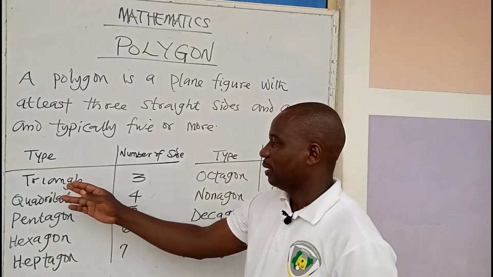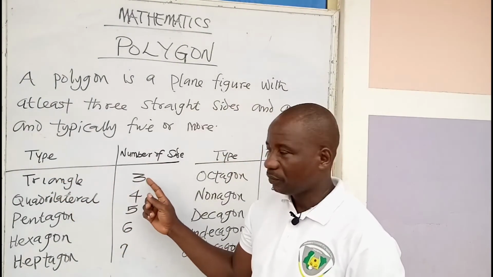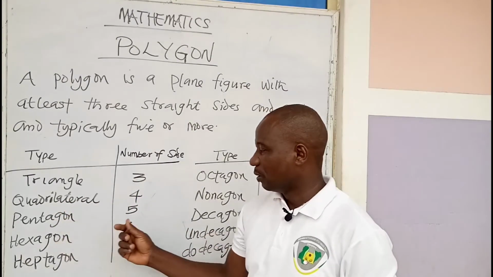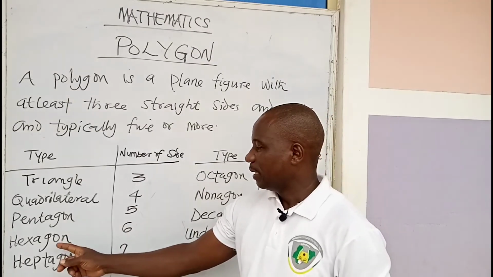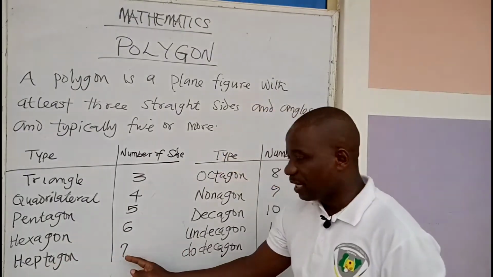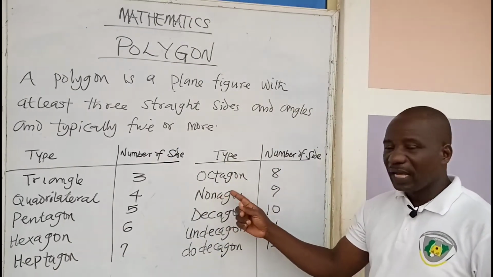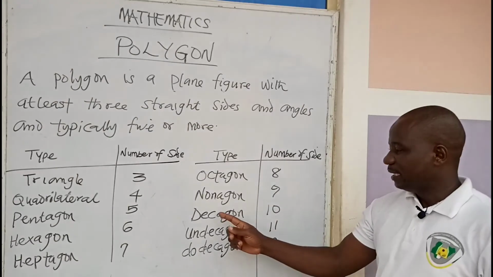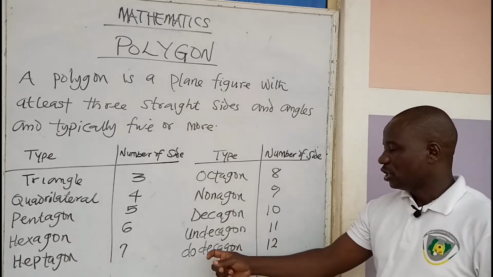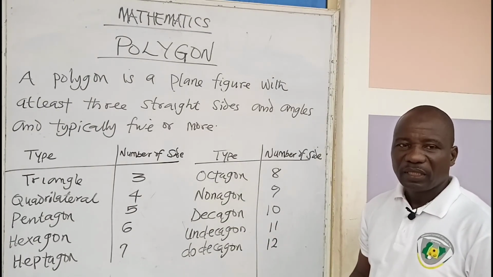Now we have a triangle, a 3-sided polygon; a quadrilateral, a 4-sided polygon; pentagon, 5-sided; hexagon, 6-sided; heptagon, 7-sided; octagon, 8-sided; nonagon, 9-sided; decagon, 10; undecagon, 11; dodecagon, that is 12.